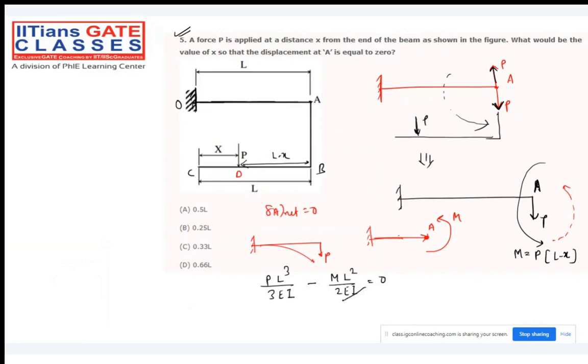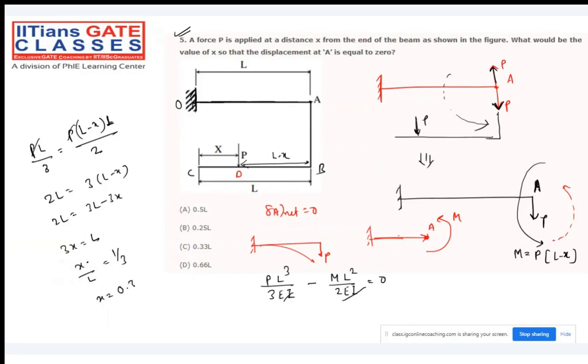PL cubed by 3, that is equal to what? M, which is P into L minus X, into 1 divided by 2. P will cancel out. 2L is equal to what? 3 into L minus X. So 2L is 3L minus 3X. So 3X will be equal to L. So X by L will be 1 upon 3. So X will be 0.33 L. You can solve this particular problem by Castigliano's method also, but again, it is a very lengthy one.